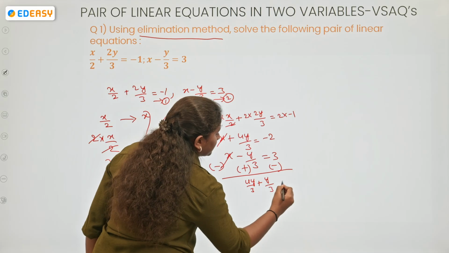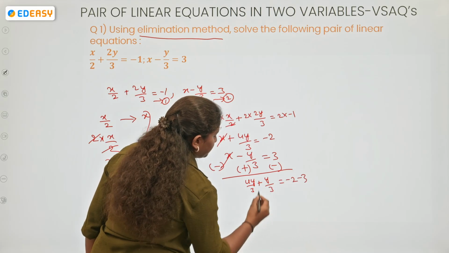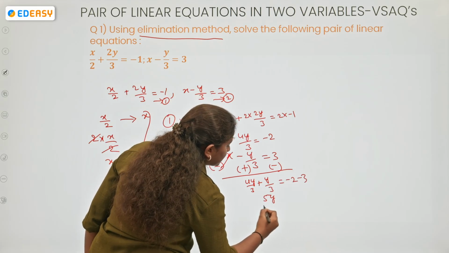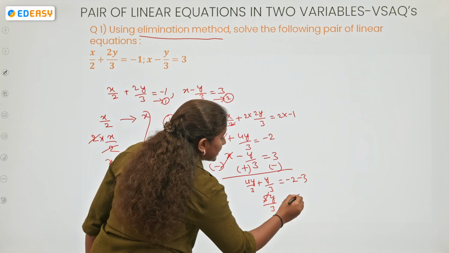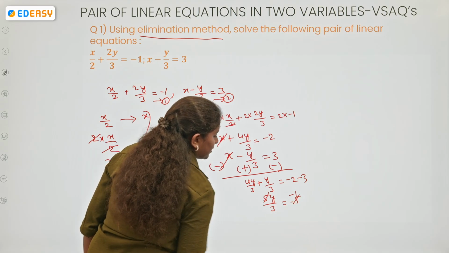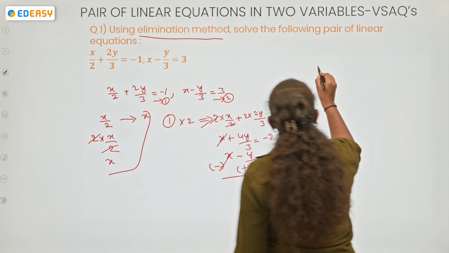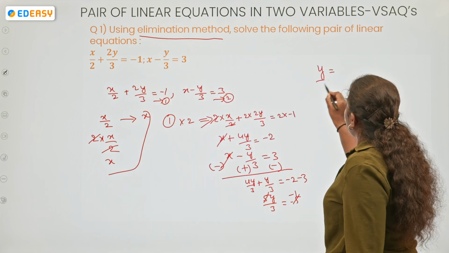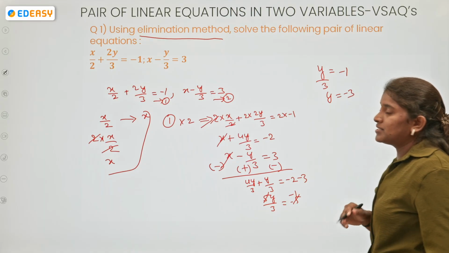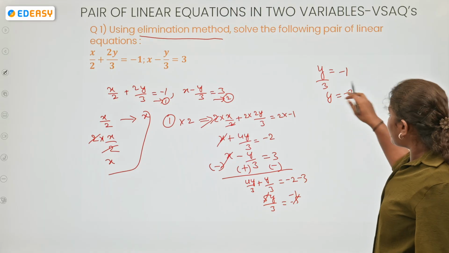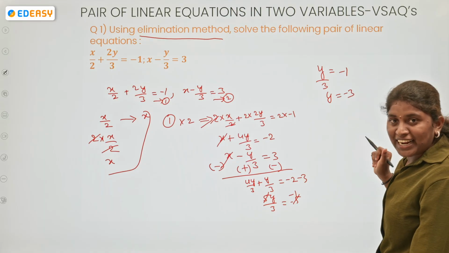Now 4y by 3 plus y by 3 equals to minus 2 minus 3. So 5y by 3 equals to minus 5. Now 5 will cancel minus 5 for minus 1 times, right? So we got y by 3 equals to minus 1, y equals to minus 3. Simple. So we got y value as the minus 3, right?